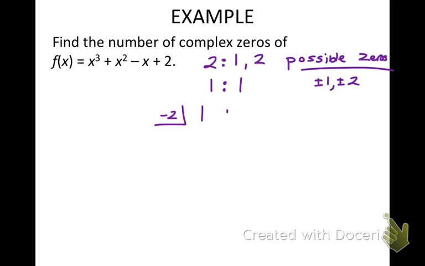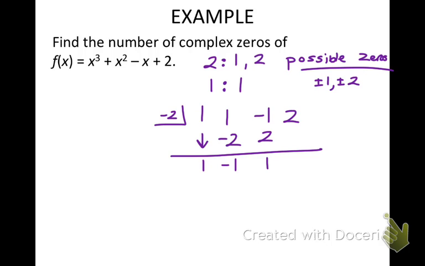Coefficients are 1, 1, negative 1, 2. Work through that synthetic division. Bring down the 1. Negative 2 times 1 is negative 2. Adding makes negative 1. Negative 2 times negative 1 is 2. Adding makes 1. Multiplying gets negative 2. Remainder is 0. What's the resulting quadratic?